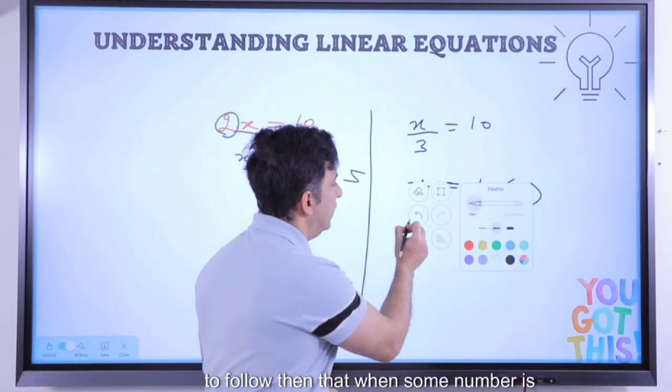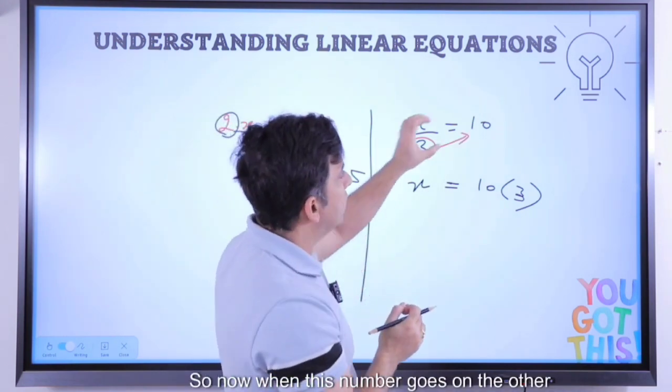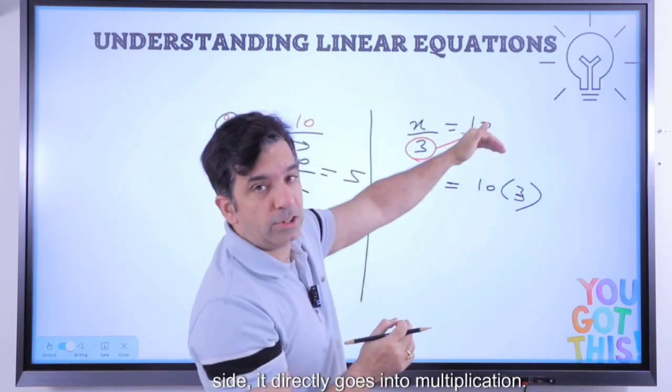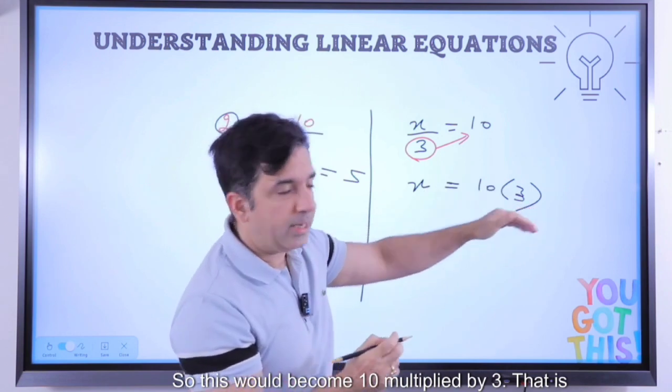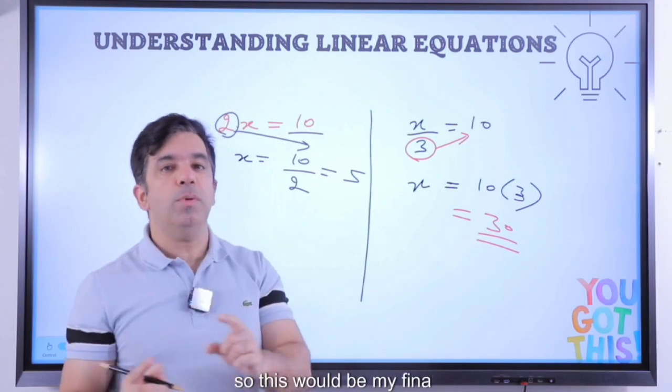When some number is dividing on one side, now when this number goes on the other side, it directly goes into multiplication. So this would become 10 multiplied by 3, that is 30. So this would be my final answer.